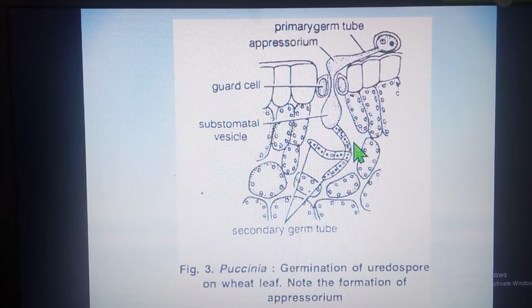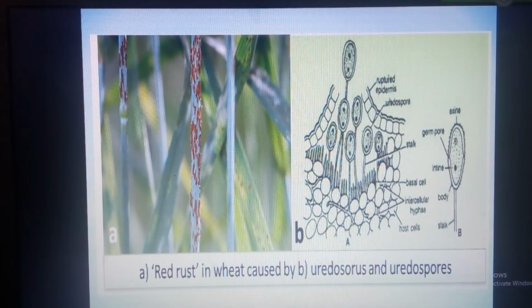So here what I said is that the uredospore, in favorable condition, that is, the favorable condition for the uredospore is usually a winter season, it will again germinate. Now it infects another healthy wheat plant and develops the next crop of uredospore. This procedure may repeat several times in a single season.